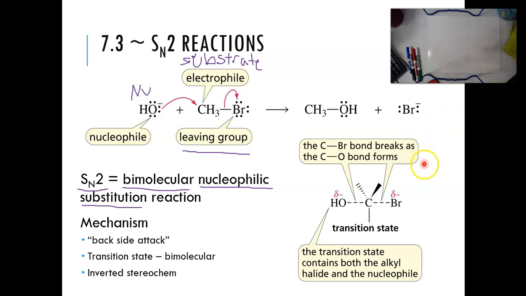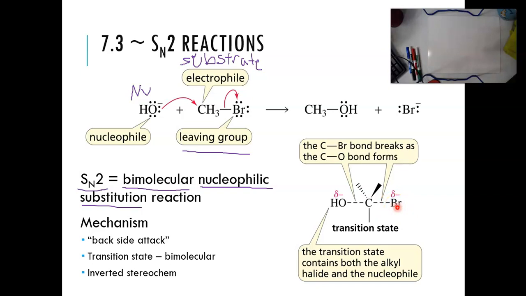The transition state is shown down here. So remember, our transition state is the top of the hill, the top of our activation energy, but it's also kind of that halfway point. So the bond between the carbon and the oxygen is halfway formed, and the bond between the carbon and the bromine is halfway broken. This mechanism is referred to as a backside attack, and we call it that because our nucleophile is going to attack our carbon or bond to our carbon on the opposite side from that bromine.